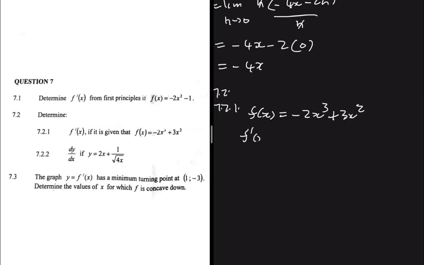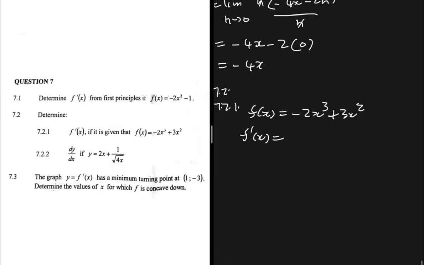So if we say f prime of x, we're gonna get, so the exponent multiplies the base, and then we subtract 1, right? So minus 2 multiplied by 3, that will be minus 6, and then x to the power 3 minus 1, which is 2. Then the same thing, 2 multiplied by 3, we get 6, and then x, we subtract 1 from the power. So we just have x to the power of 1, right? So that is our answer for 7.2.1, minus 6x squared plus 6x. Right, that checks out. Let's do 7.2.2.